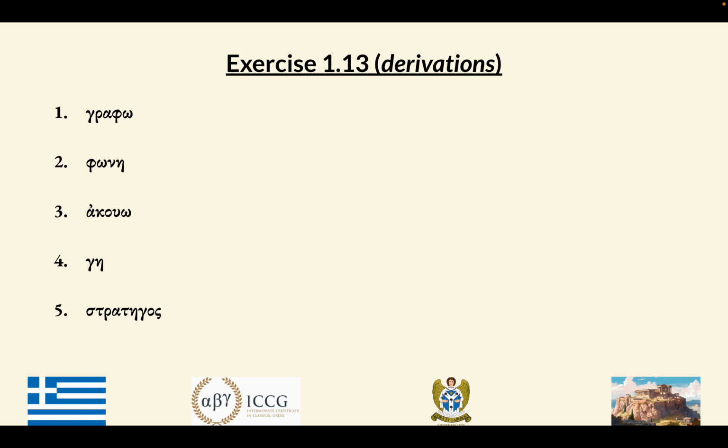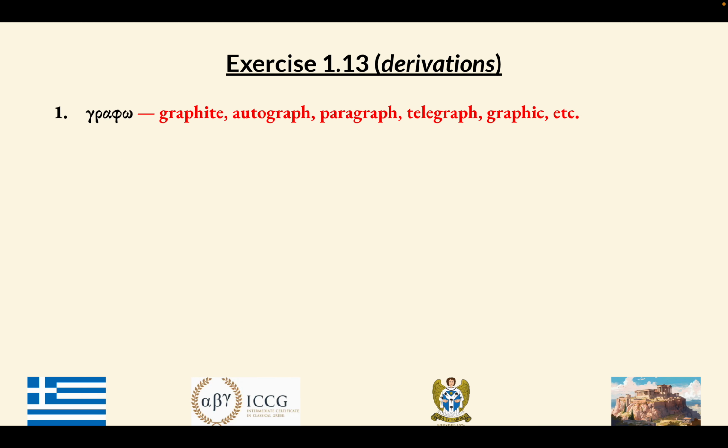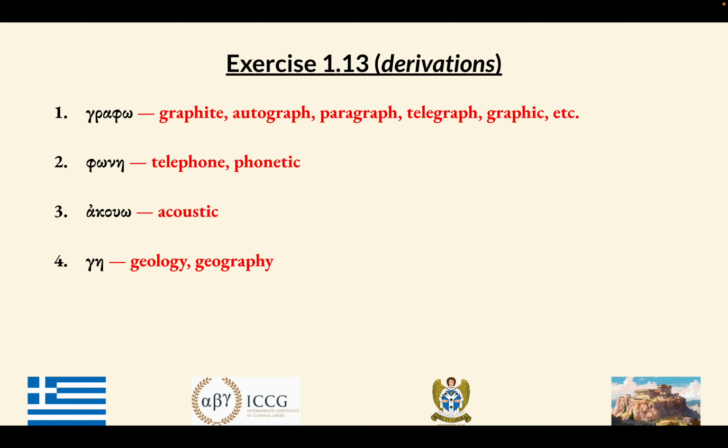And that brings us to exercise 1.13. This one is about derivations. So grapho gives us lots of words in English: graphite, autograph, paragraph, telegraph, graphic, and so on. Phone gives us telephone and phonetic, and very possibly others as well. Akuo, acoustic, and perhaps others. And ger, geology, geography, and so on. Last one there, I think, strategos, words like strategy in English.